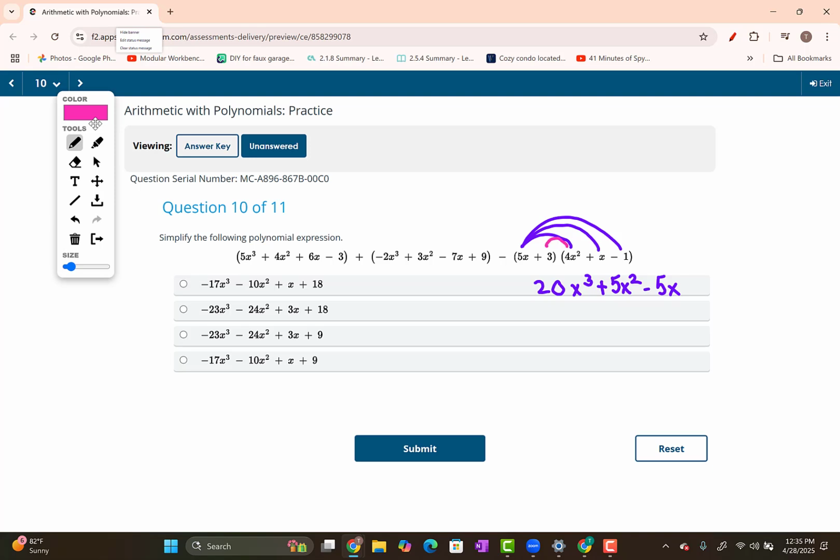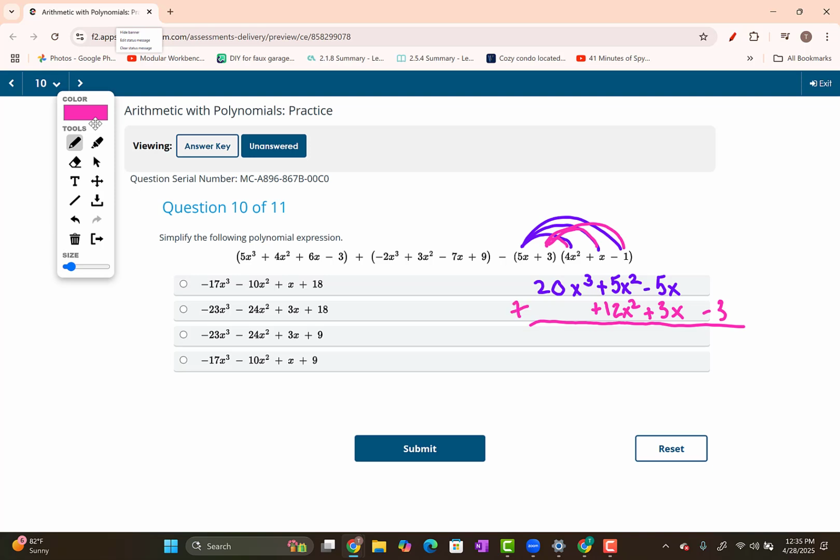3 times 4x squared is 12x squared. And you know what? I'm going to save myself some time. I get a 12x squared, so I'm going to put it directly underneath the 5x squared, so that way I have like terms lined up vertically. 3 times x is positive 3x, so I'm going to line it underneath the negative 5x since those are like terms. And then 3 times negative 1 is negative 3. That does not have like terms.